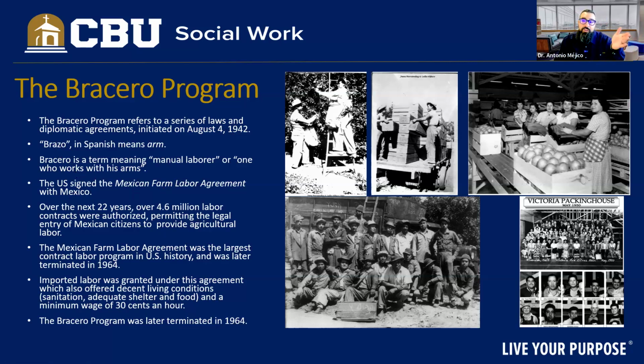And subsequently, over 22 years since that agreement took place, over 4.6 million labor contracts were authorized permitting legal entry of Mexican citizens to provide agricultural labor here in Southern California, including in Riverside, right down the street from our campus. This is a picture of the Victoria Packing House in 1950 under the Bracero program, where many of the women worked in the packing house, packing up all of the crops of the oranges, and the men mostly worked in the fields, picking and harvesting those crops.